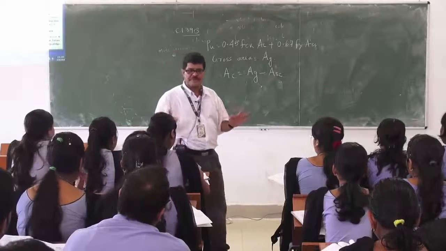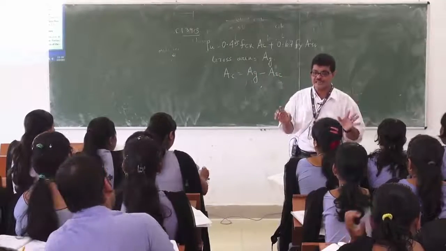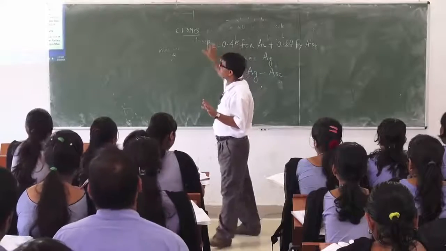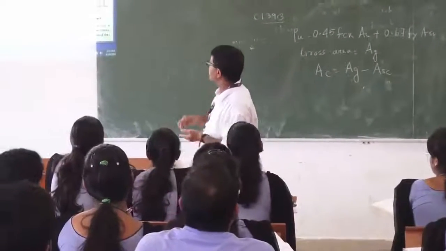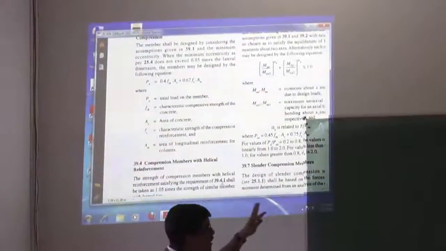Okay. In case of a rectangular short axially loaded column with lateral ties, not helical ties. This is very specific. This formula is for axially loaded columns with lateral ties. If it is helical ties, a different formula is given. So this is only the analysis part.